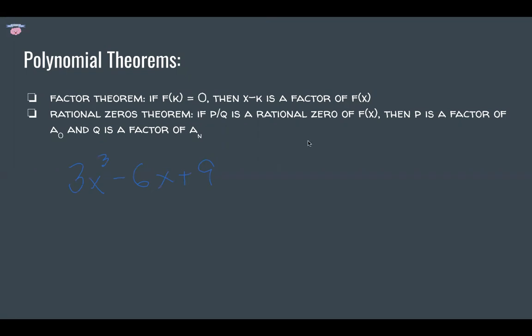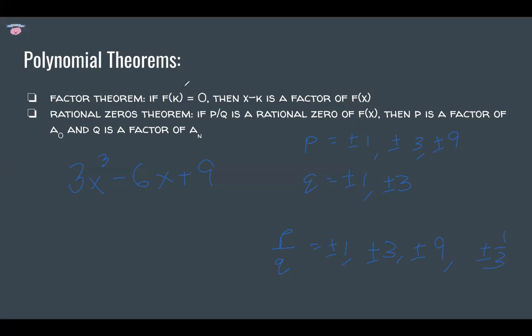So you know that p is a factor of 9. So it'll be plus or minus 1, plus or minus 3, and plus or minus 9. q is plus or minus 1 or plus or minus 3. So that means p divided by q, if we have 1 and 1, it'll be plus or minus 1. 3 and 1, it'll be plus or minus 3. 9 and 1 will be plus or minus 9. 3 and 3 would be plus or minus 1. 9 and 3 would be plus or minus 3. 1 over 3 would be plus or minus 1/3.